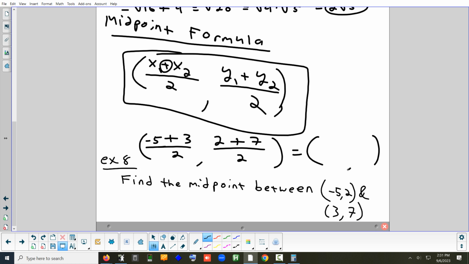-1. That's -2 divided by 2. And how about 2 plus 7 divided by 2? 4.5. Generally, we won't use a mixed number, so you could write 4.5, or you could write 9/2. Either way. And that's how you find the midpoint between 2 points. Okay. Any questions on that?